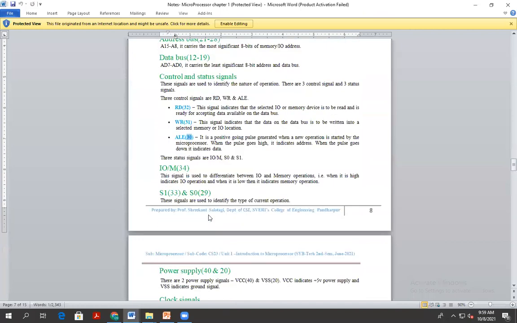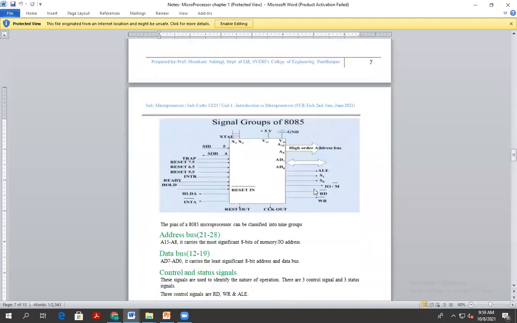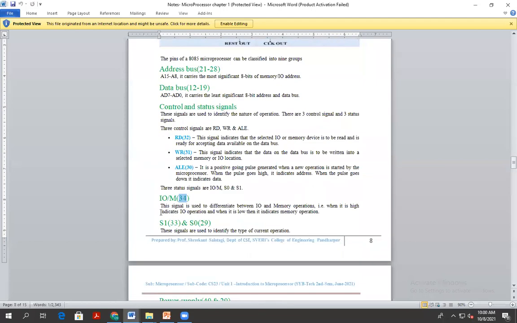Next, we will move on to IO/M, that is input/output or memory, at pin number 34. What is its functionality? This signal is used to differentiate between input/output and memory operations. Whenever this pin is high, that indicates IO operations, and whenever it is low, that indicates memory operations.